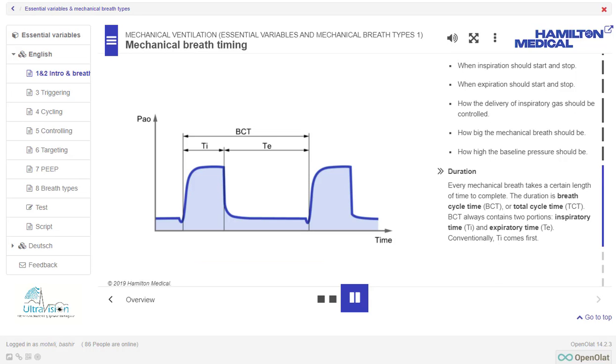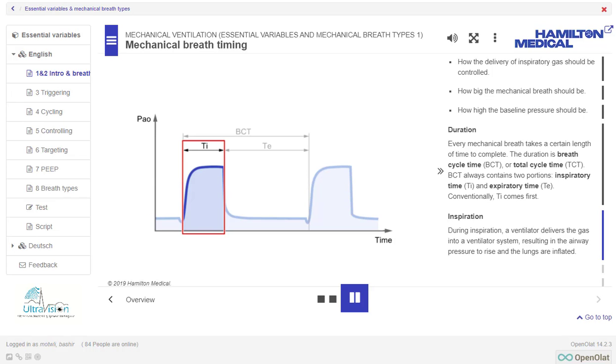Every mechanical breath takes a certain length of time to complete. The duration is breath cycle time, BCT, or total cycle time, TCT. BCT always contains 2 portions, inspiratory time TI and expiratory time TE. Conventionally, TI comes first.